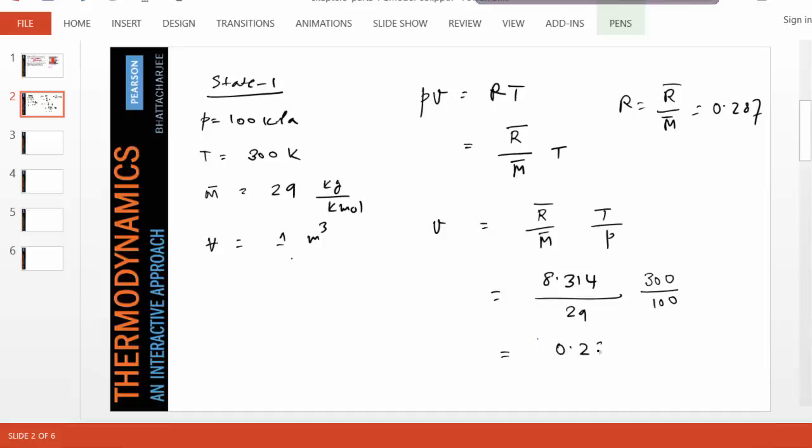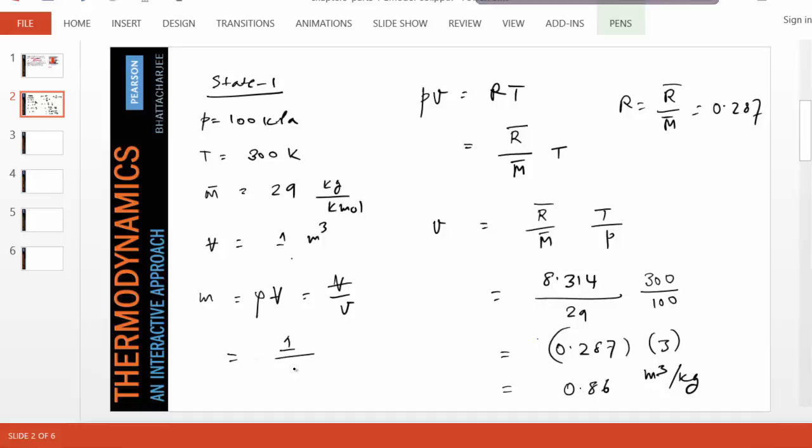So 0.287 times 300. And that gives us a specific volume of approximately 0.86. So therefore, the mass of the system is what? Density times volume, and density is inverse over specific volume, 1 over 0.86, which is 1.162 kg. So we are done with the first part of the problem. We'll verify all this once we finish the manual solution. We'll use the test solution to verify.